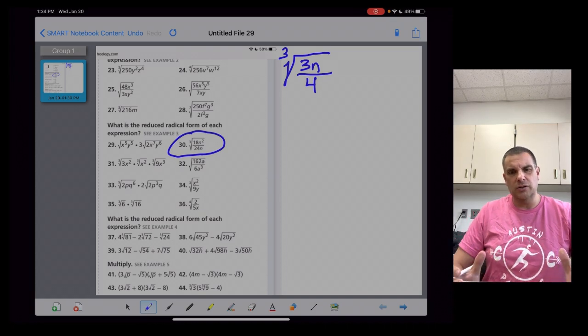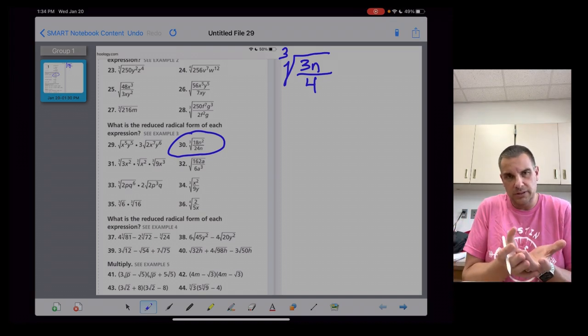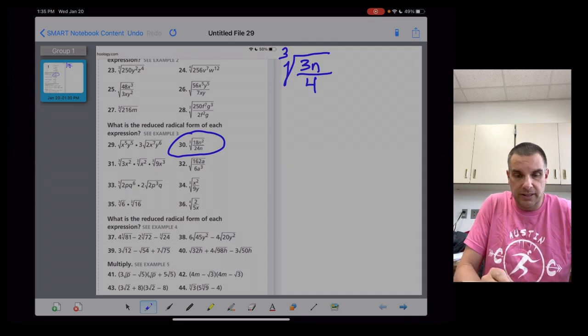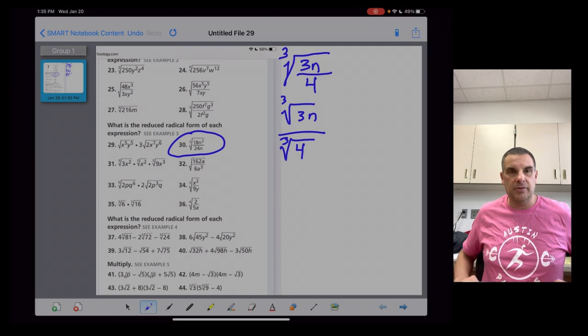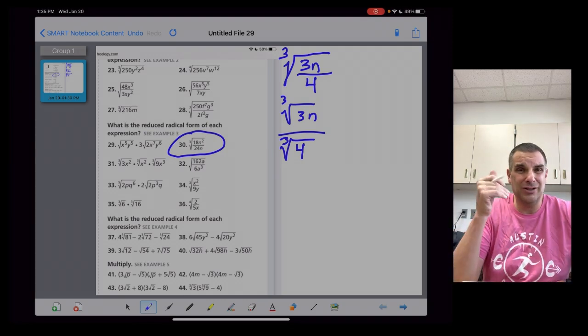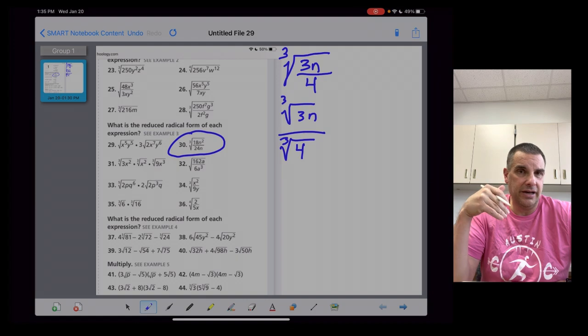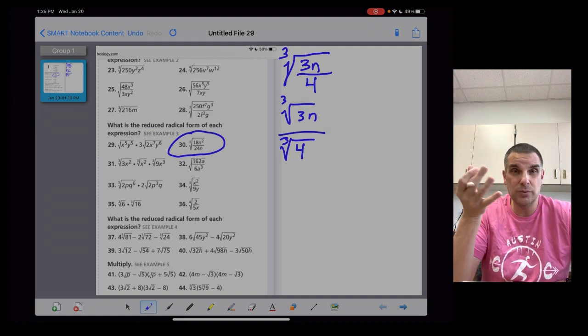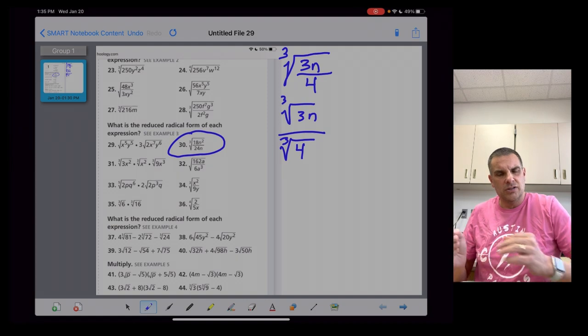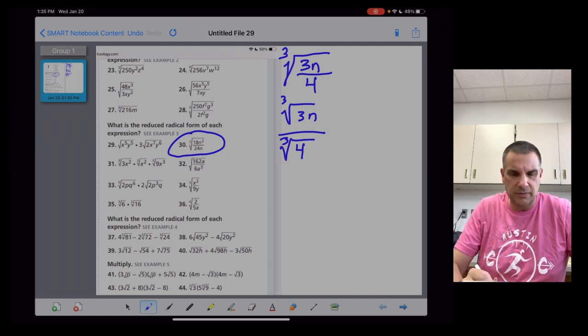Since we're talking about cubed roots, what I would do with this is rewrite it as the cubed root of 3n over the cubed root of 4. It means the same thing. But now we've got that cubed root of 4 in the denominator, and you can't have roots in the denominator, so we've got to get rid of it. We talked in the lesson about how you have to multiply it by whatever that is. But here's the issue this time.